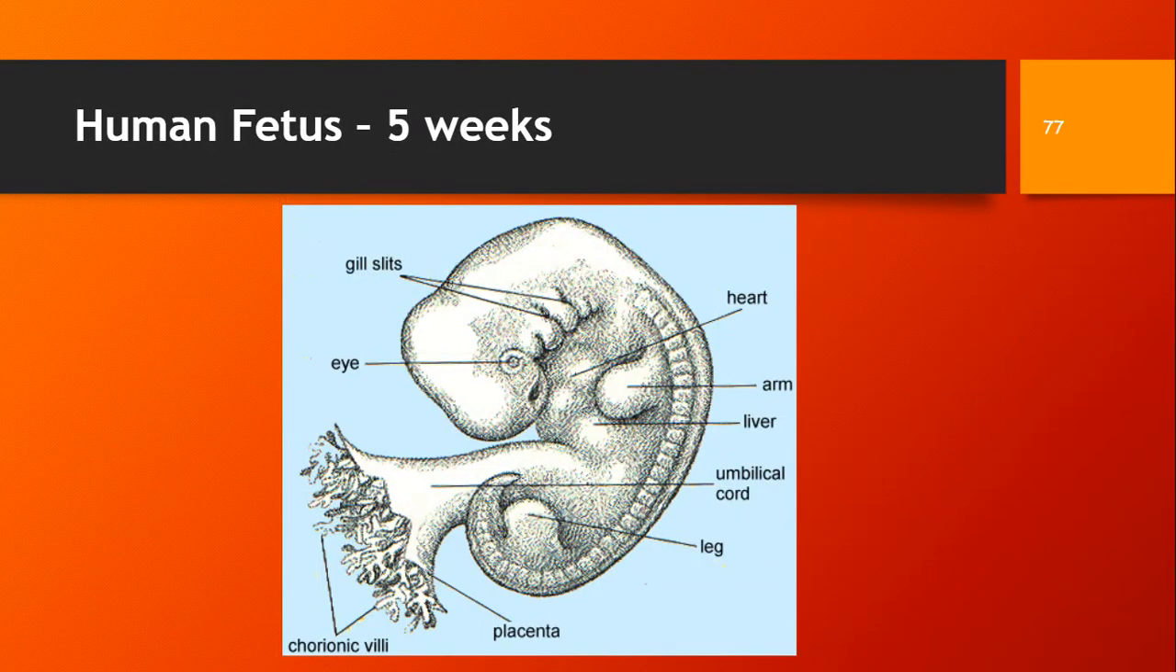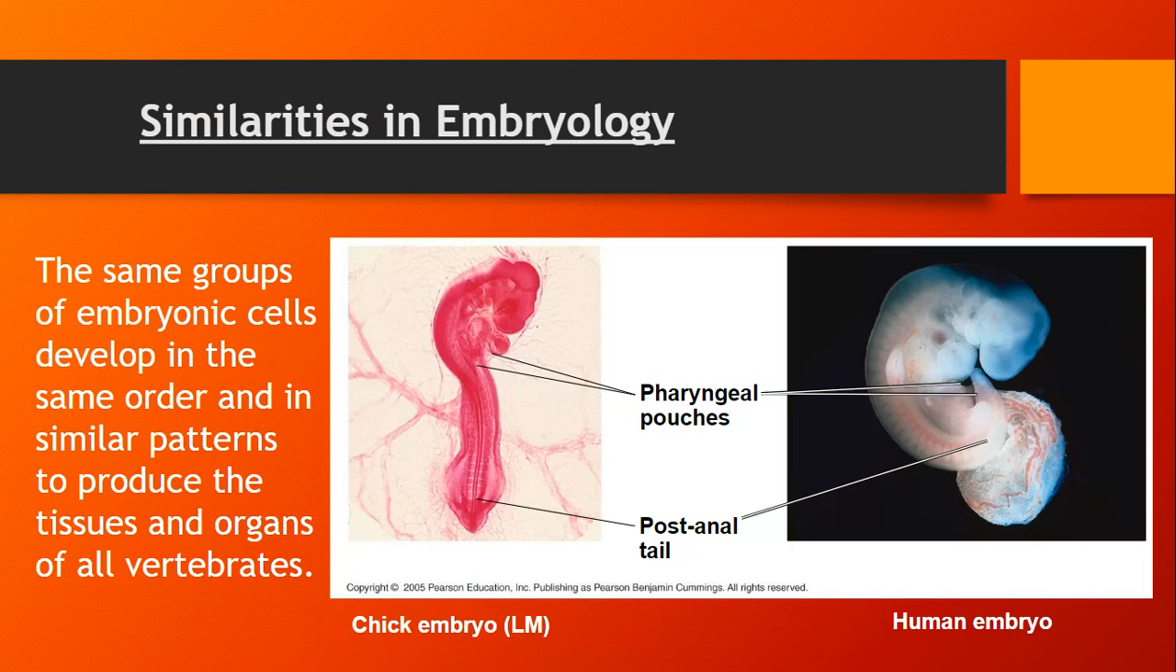So here's our human fetus. This is about 5 weeks in, this is you and me at about 5 weeks old. Not birth, but in your mom's womb. 5 weeks, looks something like this. And so we look at this chick embryo on the left in pink, and it is very, very similar. It's still got that same shape, and we both have postanal tails. We both have pharyngeal pouches. Similar patterns to produce the tissues and organs. Very similar.